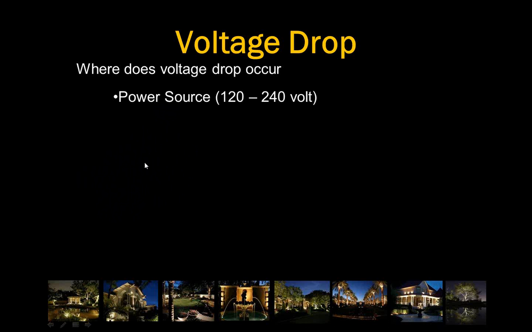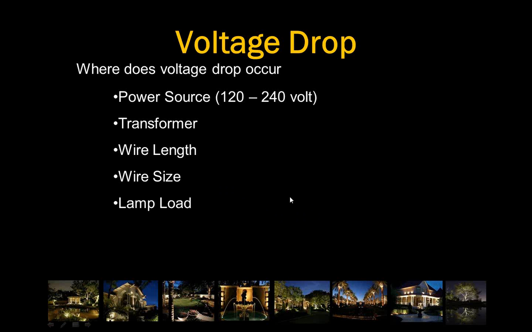So where does voltage drop occur? Voltage drop occurs basically everywhere. It's at your power source. Much like a backflow preventer, we usually account for a 1-volt drop inside the transformer. We usually add that at the end there. As we talked about the wire length, the longer the wire, the deeper the drop. Wire size, we showed the resistance. Change the wire size, changes the resistance.